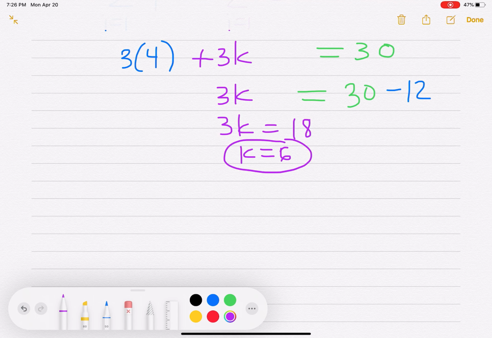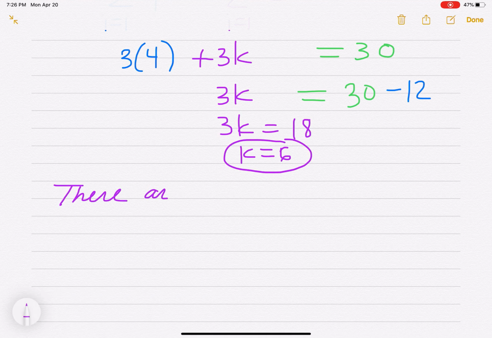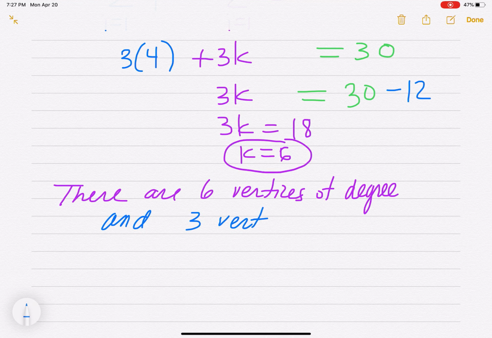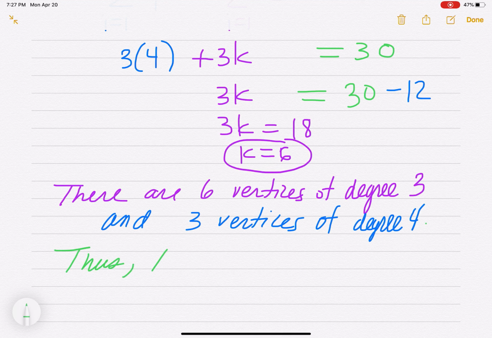So there are 6 vertices of degree 3 and 3 vertices of degree 4, which was given earlier. Thus, there are a total of 9 vertices. So your answer is 9.